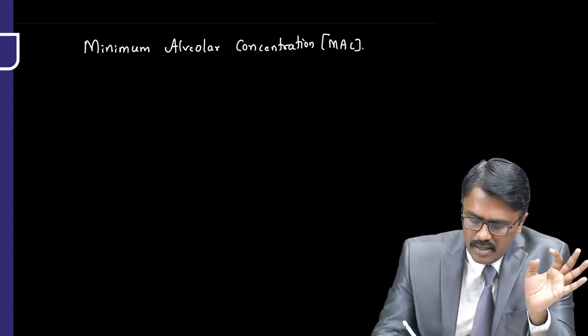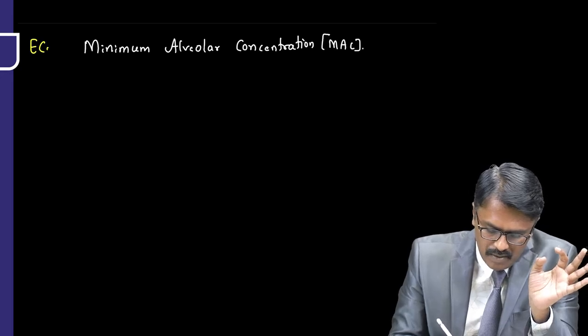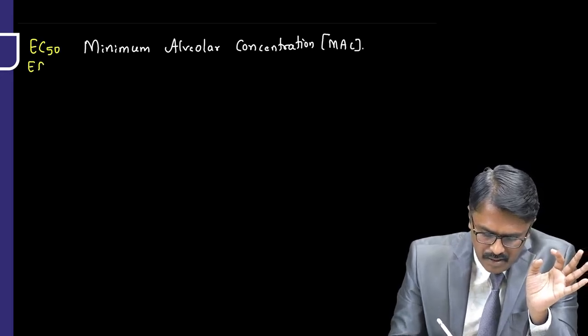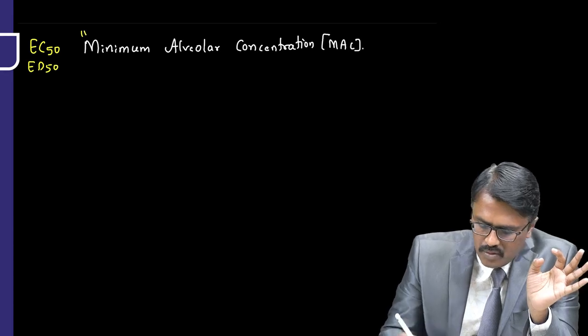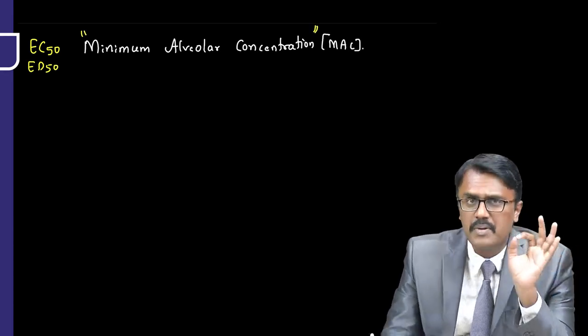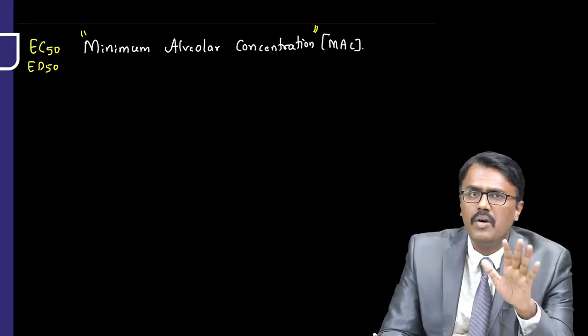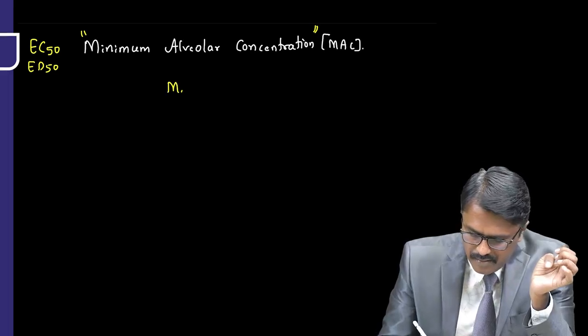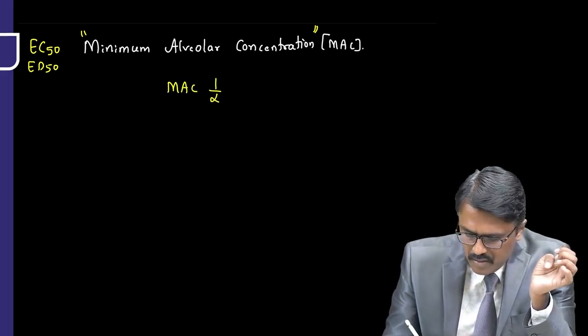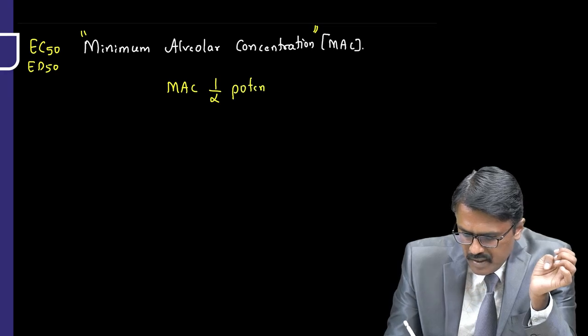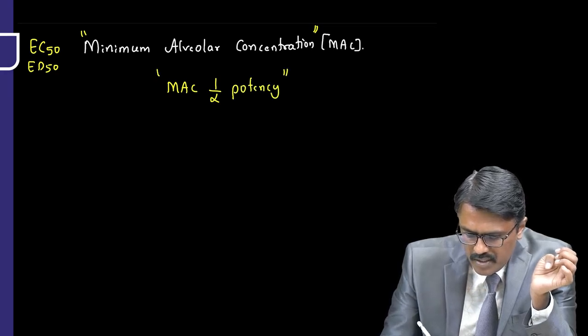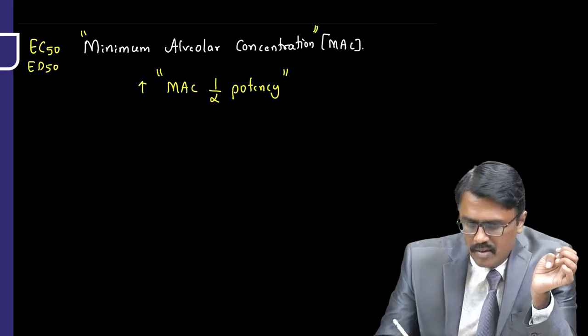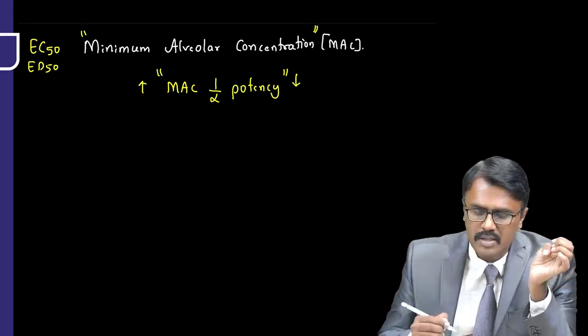So MAC is like the EC50 or the ED50 in general pharmacology. To produce immobility in 50% of population, what is the minimum quantity required? That is called EC50. Remember, MAC is inversely proportional to potency. That means if MAC values are high, potency is low. So that is the meaning.